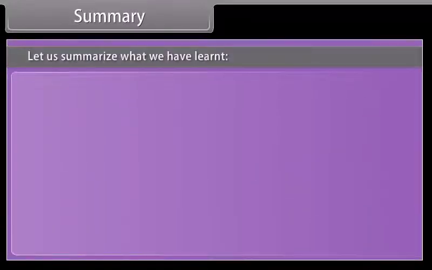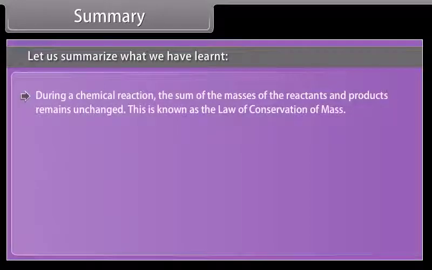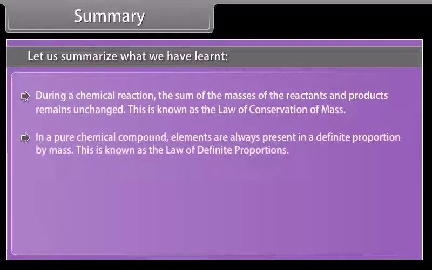Summary. Let us summarize what we have learned. During a chemical reaction, the sum of the masses of the reactants and products remains unchanged. This is known as the law of conservation of mass.